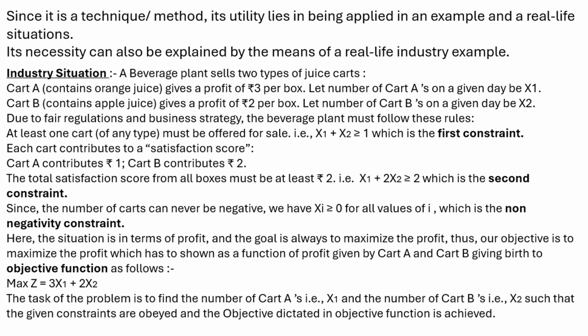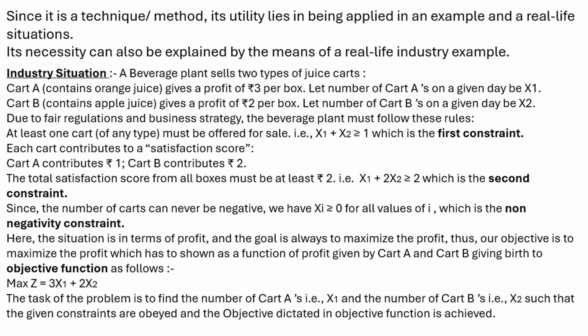Now the first restriction or regulation is that at least one cart of any type must be offered for sale. That is, the total number of carts offered for sale on a given day, which is of course x1 plus x2, should be greater than or equal to 1, and it is the first constraint.